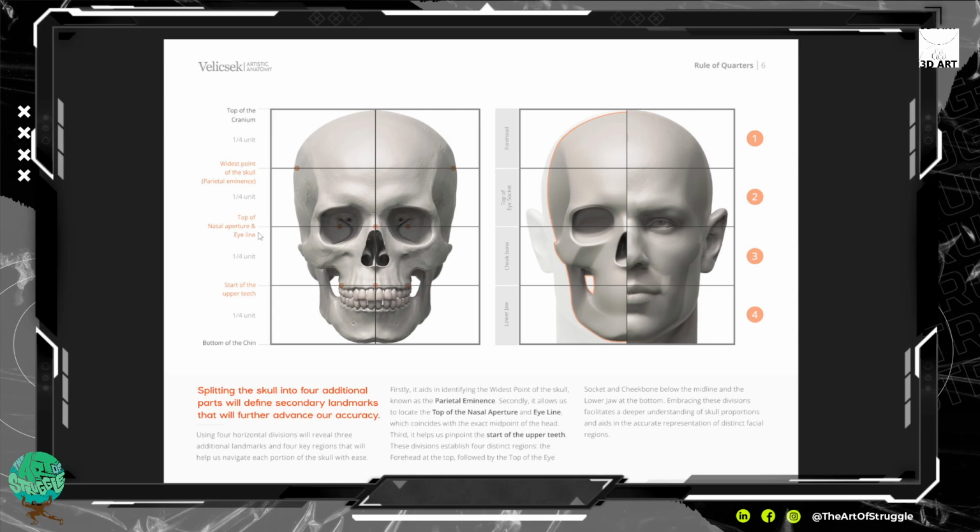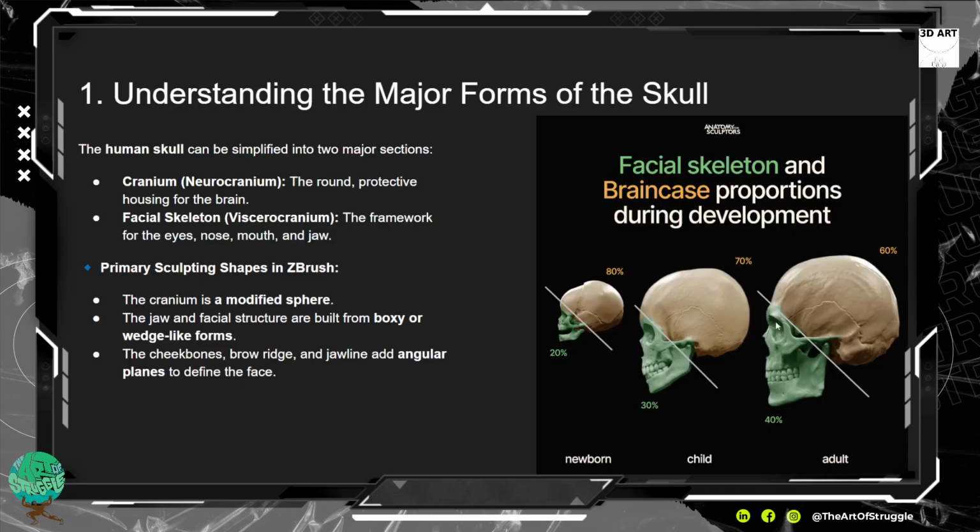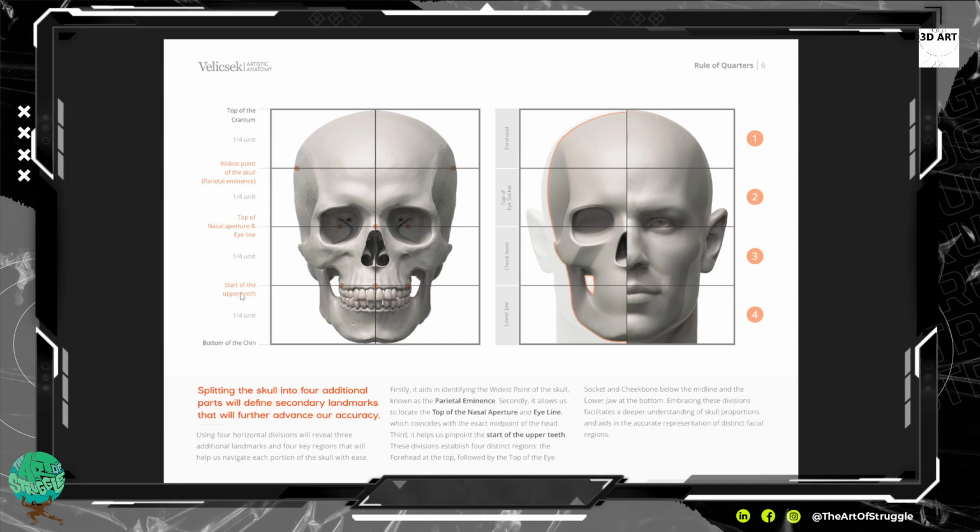The top of the nasal aperture, the top of the nasal bone. If we go to the side, you're going right here. And then the start of the upper teeth, right here, is the other landmark. And then the bottom of the chin.